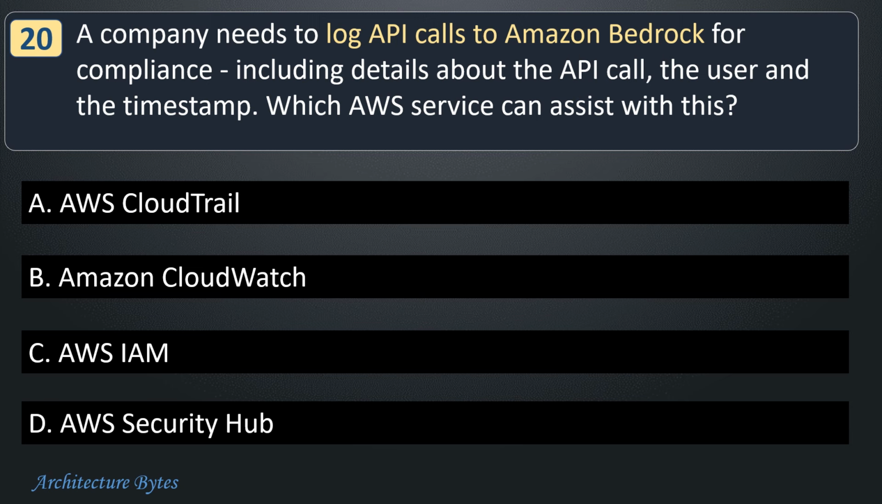A company needs to log API calls to Amazon Bedrock for compliance, including details about the API call, the user, and the timestamp. Which AWS service can assist with this? Option A, CloudTrail. B, CloudWatch. C, IAM, and D, Security Hub.